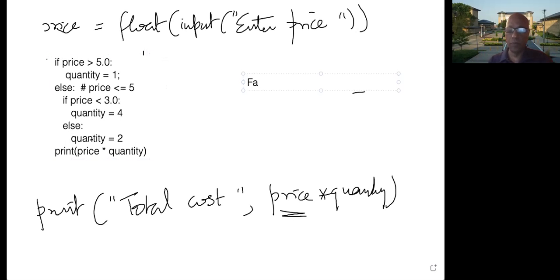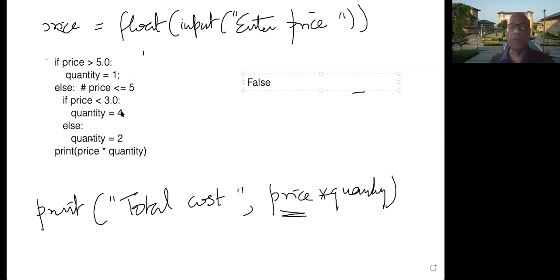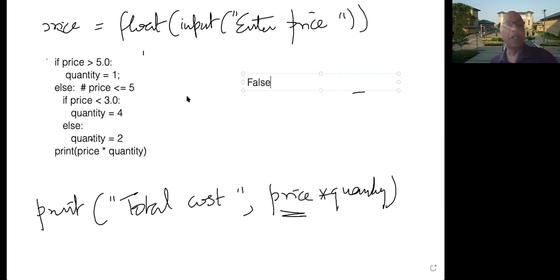Okay. So price greater than 5 is false. So quantity will not be set to 1. We are assuming price is $3. So if price less than 3.0, is this true or false? Price is 3. 3 less than 3. False. So that is also false. So quantity will not be set to 4. So it will hit the else, which means quantity will be set to 2. Okay. Is that making some sense now? A little bit, yeah. Okay.